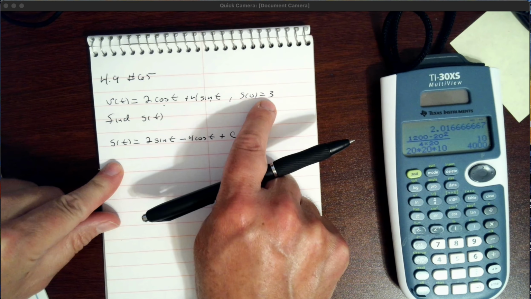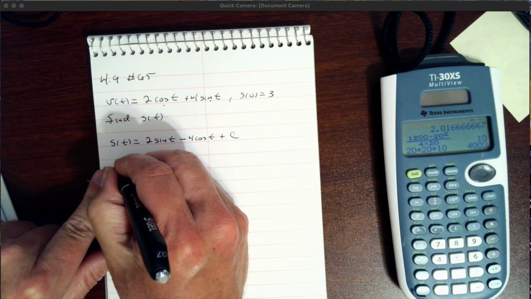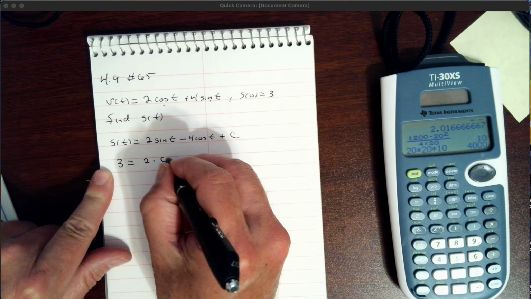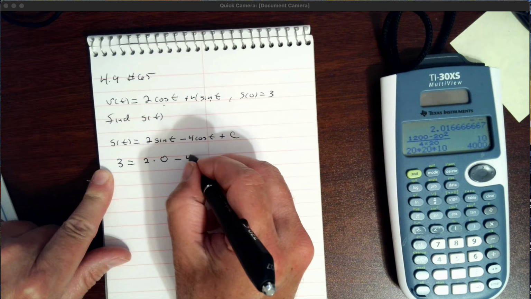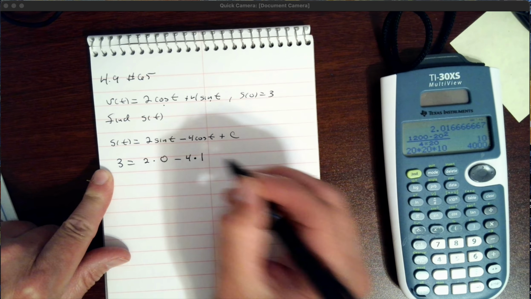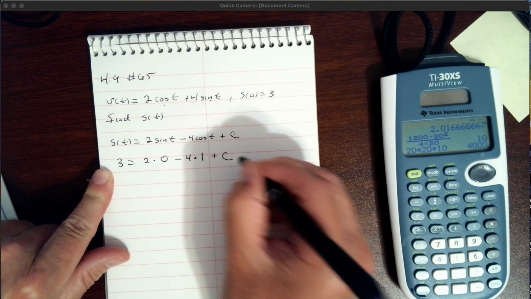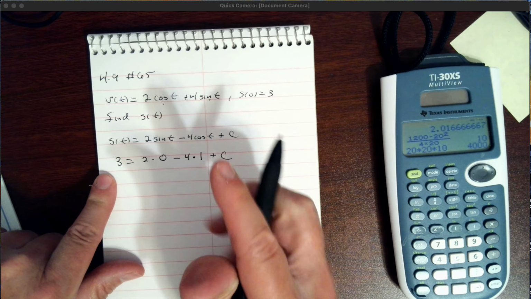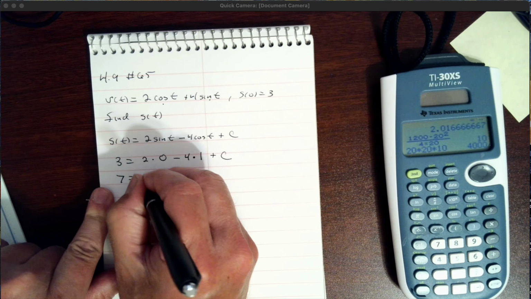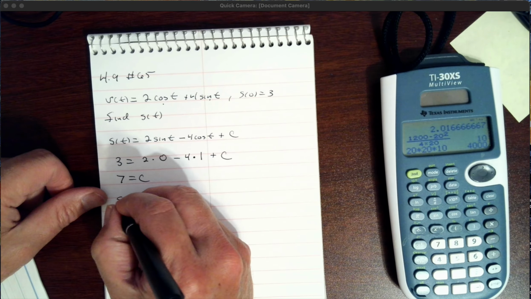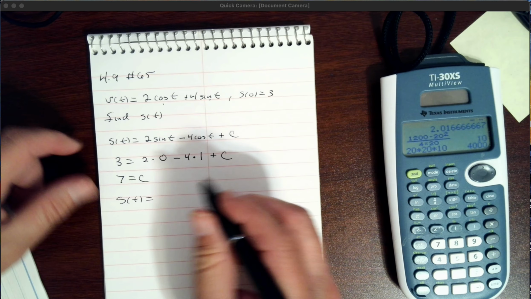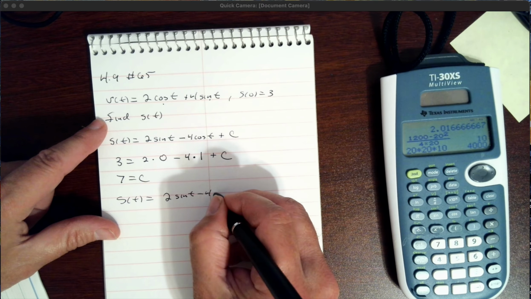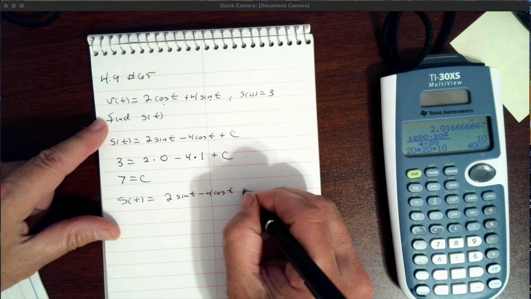We're given that s of 0 is 3. So 3 is equal to 2 times sine of 0, which is 0, minus 4 times cosine of 0, which is actually 1, plus c. So the 2 times 0 goes away, the negative 4 add to the other side, 7 is equal to c. All right, so the position function, the final answer here, is 2 sine of t minus 4 cosine of t plus 7.